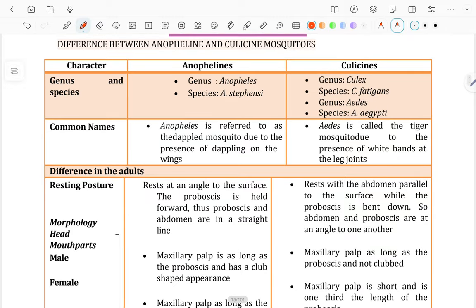Difference between Anopheles and Culicine mosquitoes. Character: Anopheles, Culicine. Genus and species.